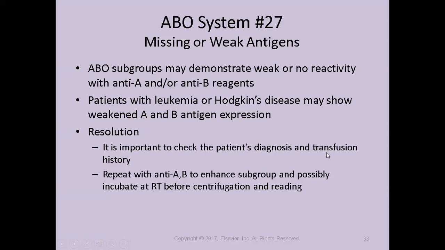So it's very important to check the patient's diagnosis and transfusion history, and if need be, we could repeat with our combo reagent anti-AB to enhance subgroups, and possibly incubate at room temperature before centrifuging and reading. If we have these weak reactions, we could add our antisera to the tubes, add the red cells to the tubes, but instead of doing immediate spin, centrifuging right away and reading, we could let them sit at room temperature for 10 to 15 minutes to give antigen and antibody time to come together, and then look at them. Sometimes that will make the reactions a little bit stronger.